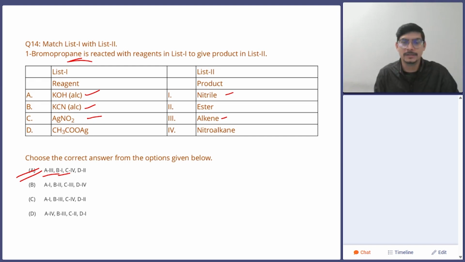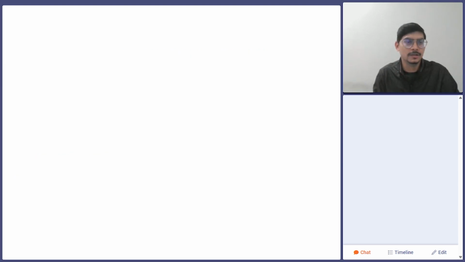So it forms nitroalkane. So C matches with fourth, and CH3COAg is a very popular way to form ester. So that matches with second. Moving to the next question.